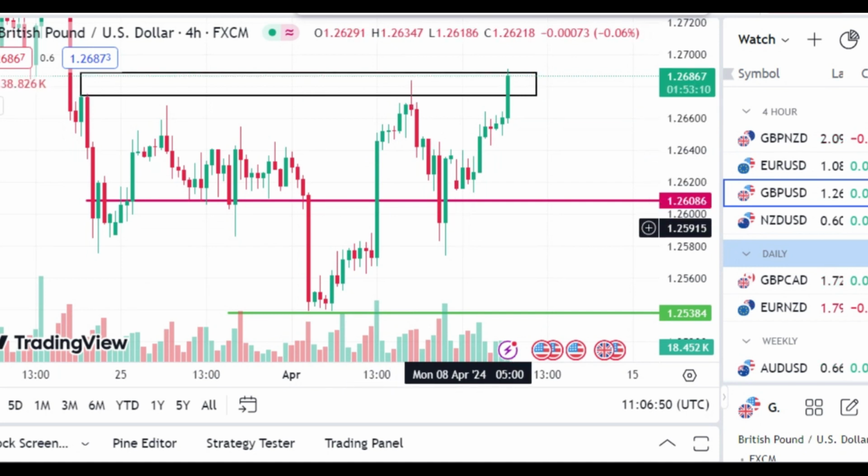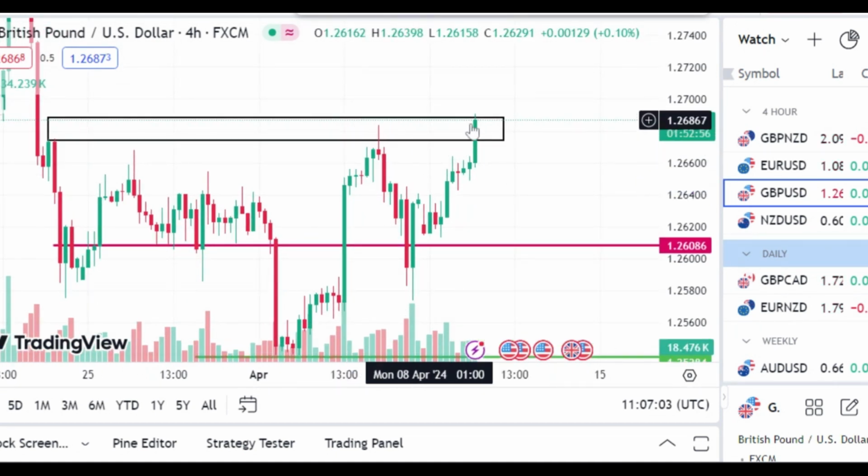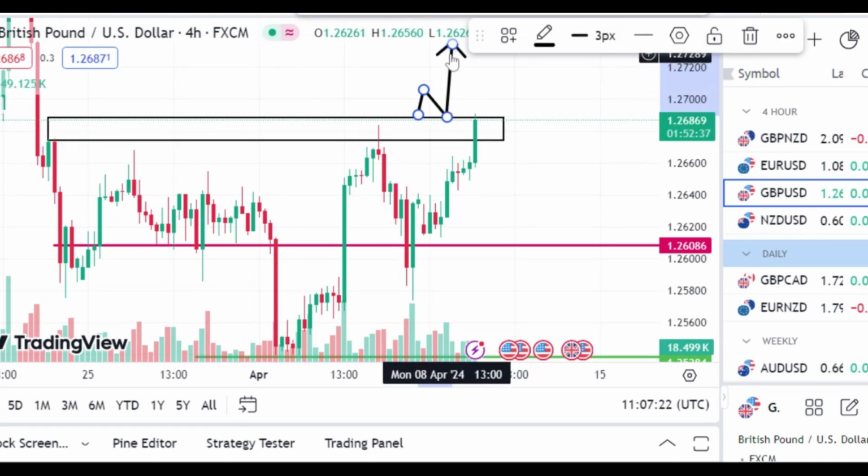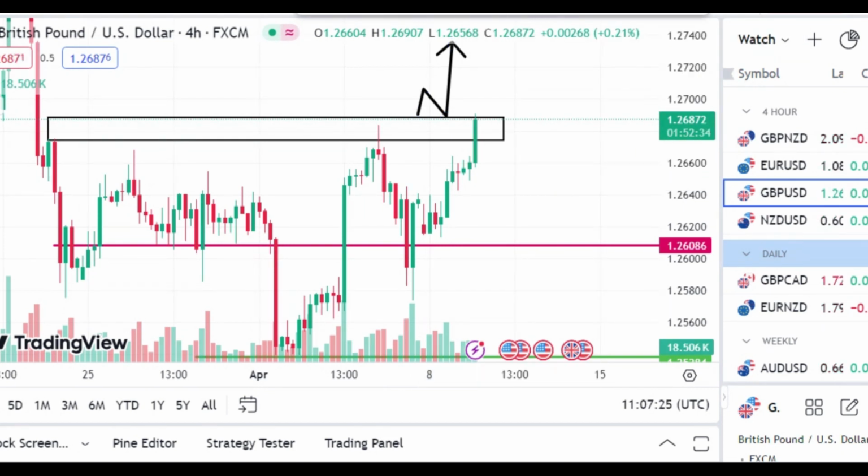Okay, so we are anticipating that in case this market does not break this zone again, our market will go down. What do I mean? This is what I'm trying to say. If it breaks that zone, the market will go up. But if it fails to break this zone again, we know it will go down.